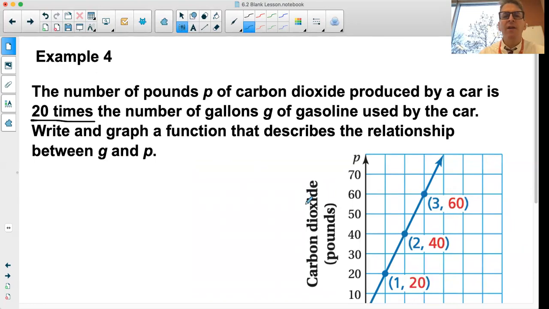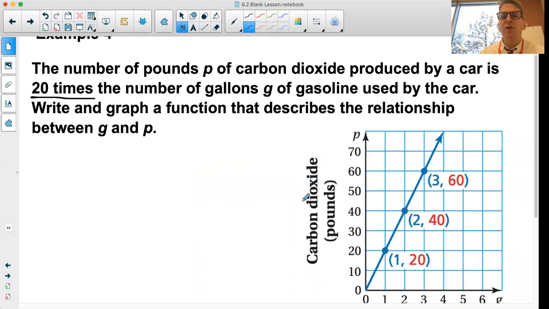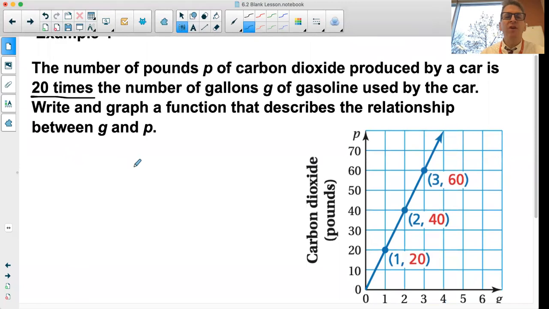Okay, so I did a little bit quick. I wanted to show you the graph here. So I snipped the graph out of the book, and I've got it on the lesson for you to look at. So if you look at the x-axis, the input, which would be G, okay? So G is the input, the independent variable. The output is the P. So P is the output, is equal to 20 times G, the input. Okay, so 20 times the gallons.